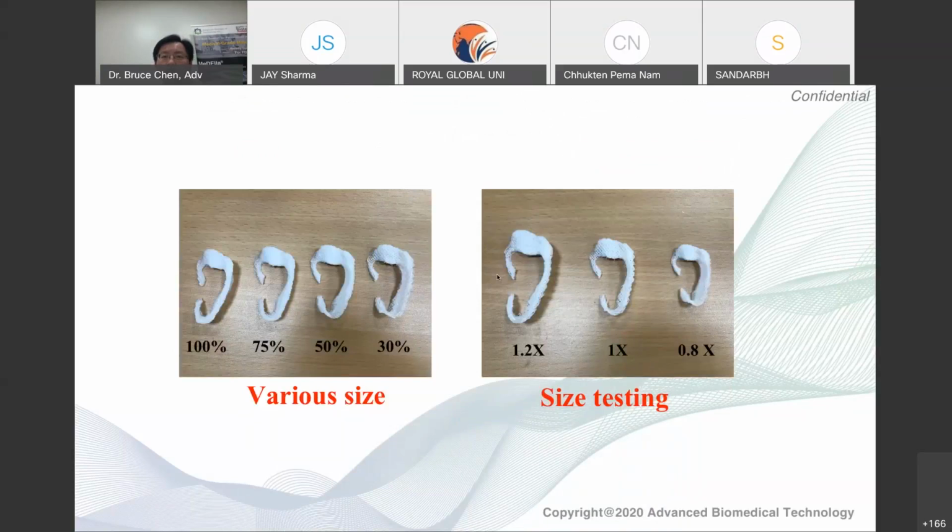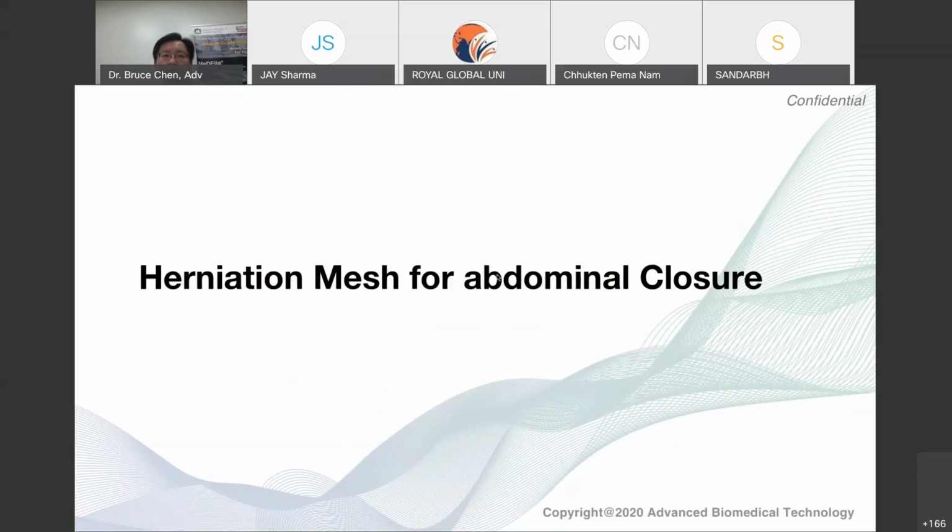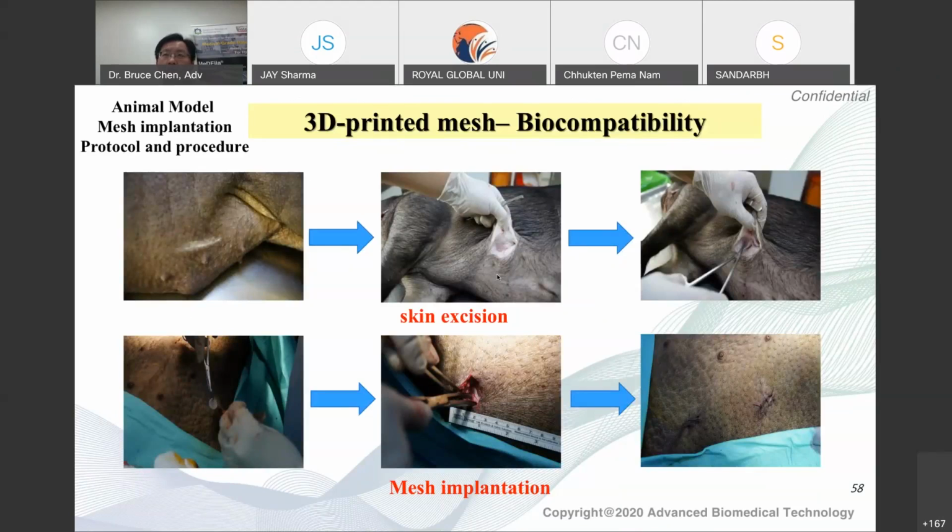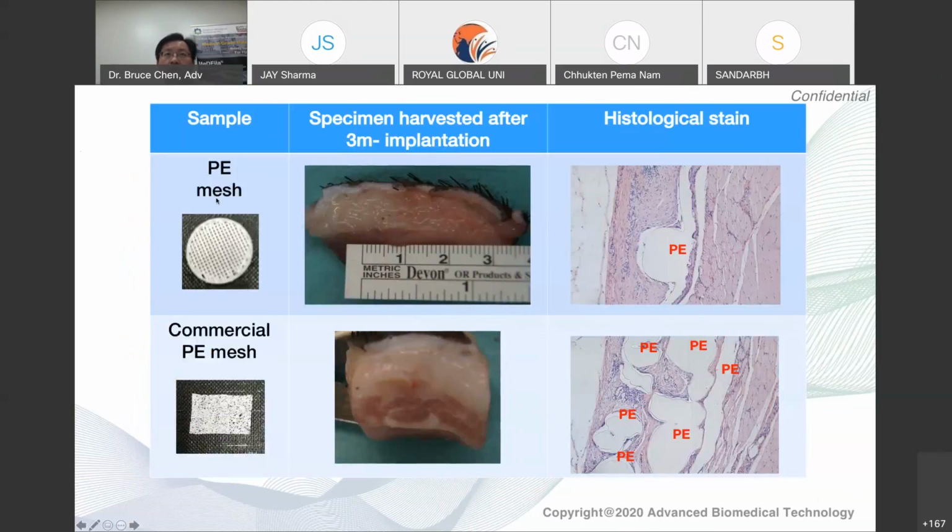And sorry, that's wrong. Another one, we also show some abdominal closure work, what we call a herniation mesh. We also validated the mesh in the abdomen of the pig. It's a different animal study. You can see we used a polyethylene mesh and compared it to the commercial PE mesh. After harvest, 3 months post-op, we did histology in the subcutaneous. You can see our polyethylene mesh made with our system, and otherwise a commercially available product. There's almost no difference in cell aggregation and tissue regrowth, and from the surgeons' observation, they say there's no difference between the commercial product and our system.